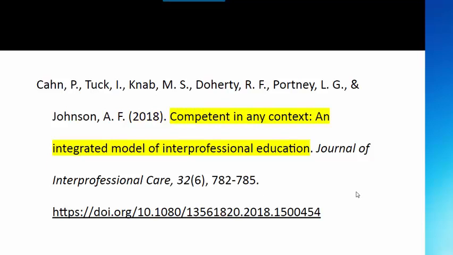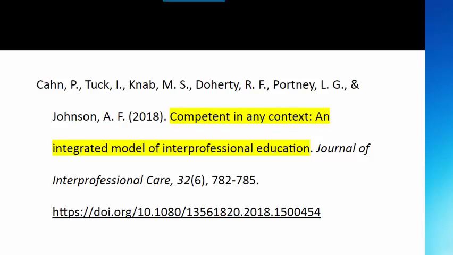The date is followed by the article title. It seems straightforward enough, but not so fast. Notice the capitalization. In APA formatting, you only capitalize the first letter of the first word of an article title, and then the first letter of the first word after the colon, if that applies. So in this case, you see that the C for competent is capitalized, and then the A for an, which is the first word after the colon, is capitalized.